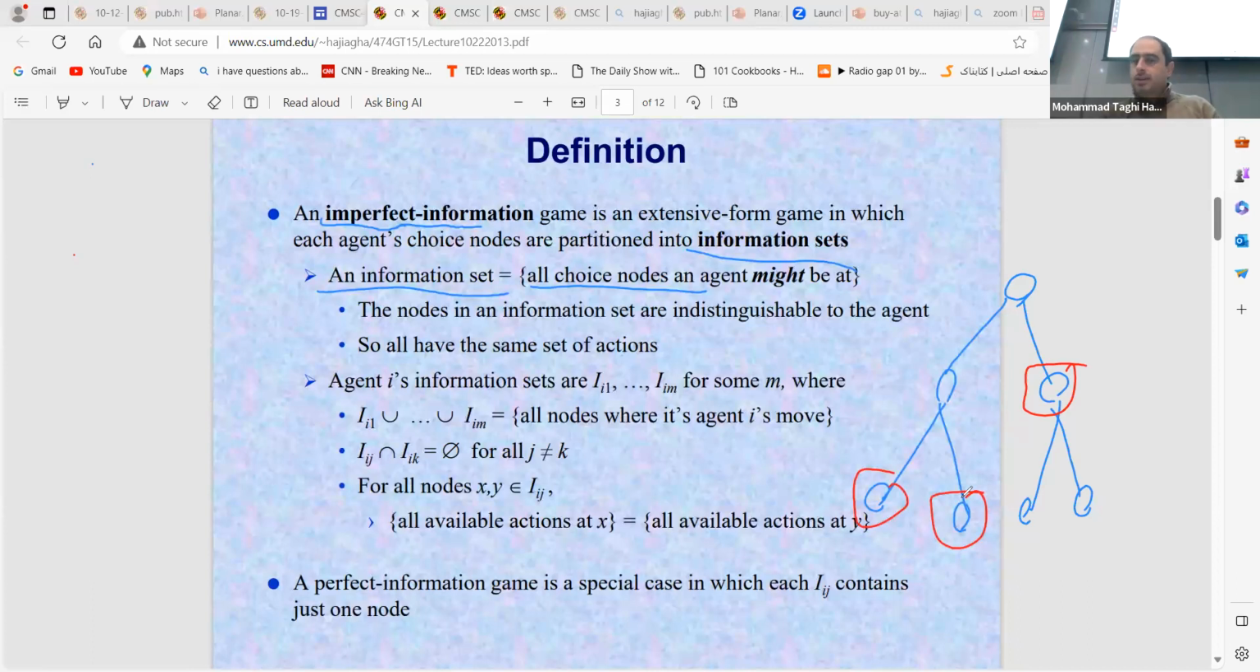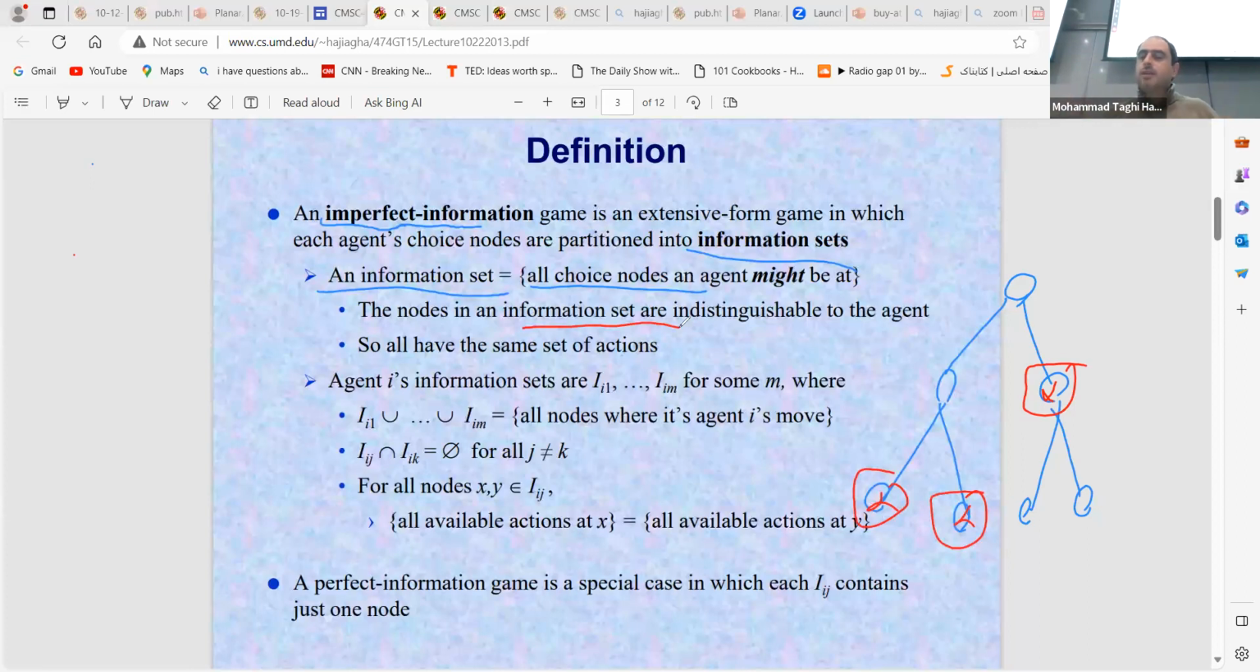This is the whole idea: we have this tree, and in addition we have these information sets. When an agent is here or here or here, the agent knows it is in one of these nodes but does not know in which one, and thus does not know how he or she arrived at it. As I mentioned, the nodes in an information set are indistinguishable to the agent.